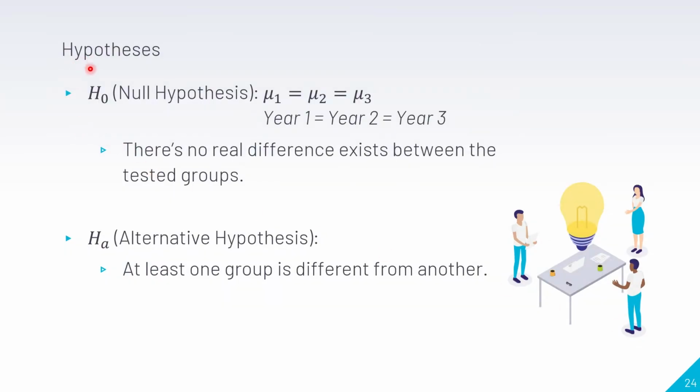Next, let's state our hypothesis: year 1 equals year 2 equals year 3. This means that no real difference exists between the tested groups. Our alternative hypothesis is that at least one group is different from another.